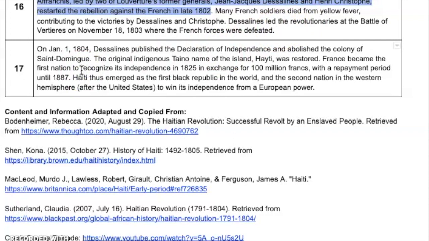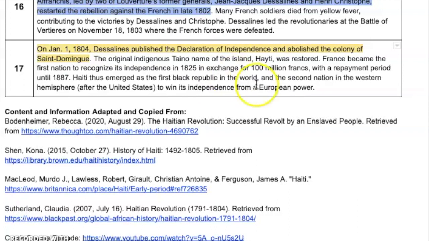Paragraph 17. On January 1st, 1804, Dessalines published the Declaration of Independence and abolished the colony of Saint Domingue. This is a political move. The original indigenous Taino name of the island, Haiti, was restored.